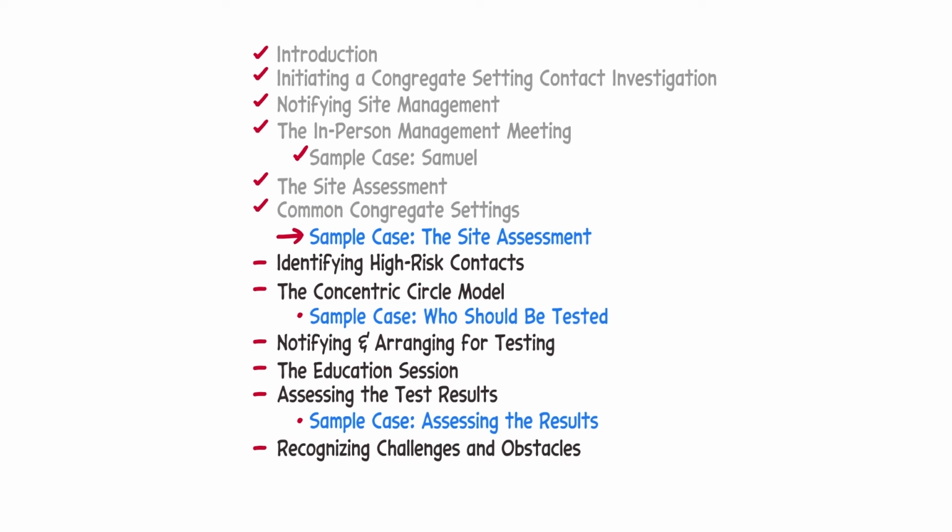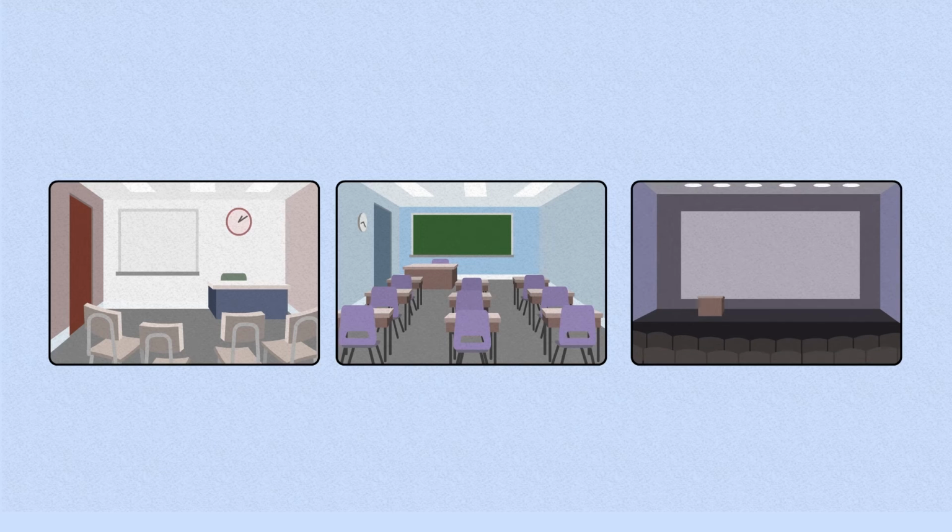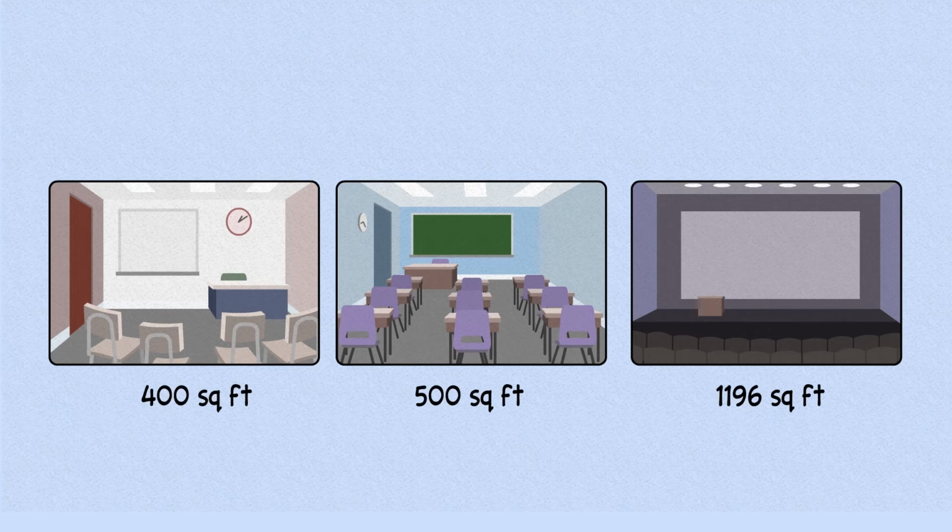Sample case, the site assessment. In the case of our college student Samuel, it was critical to visit the classrooms to get a sense of size, layout, and the number of students in each room. The classes ranged in size from 400 to 1,200 square feet, with an average classroom size of 400 to 500 square feet. The ceilings were 10 to 12 feet.